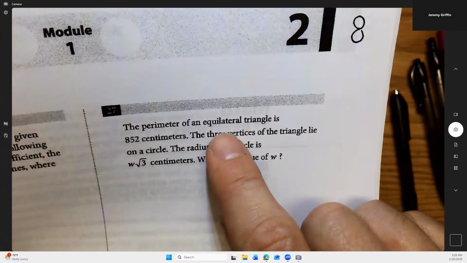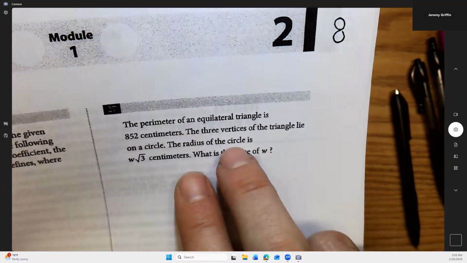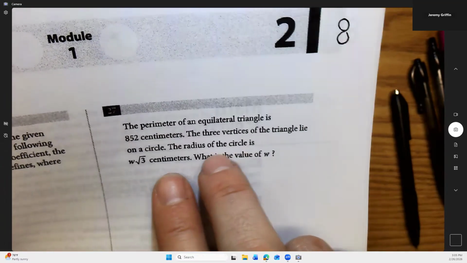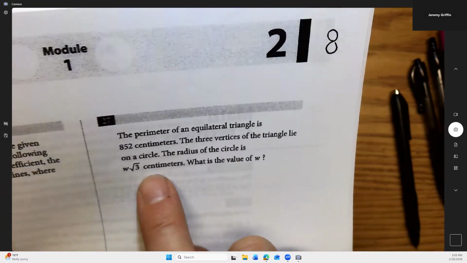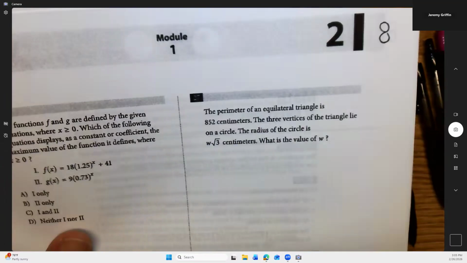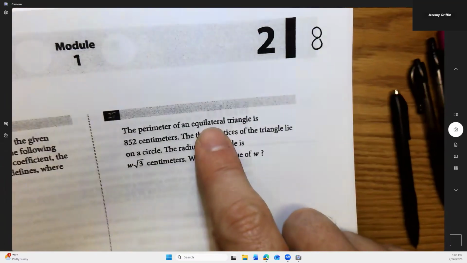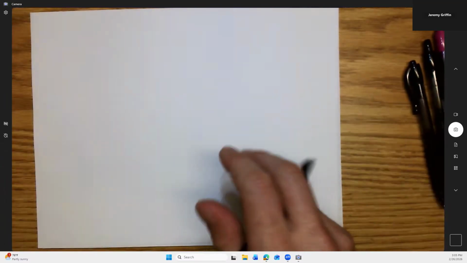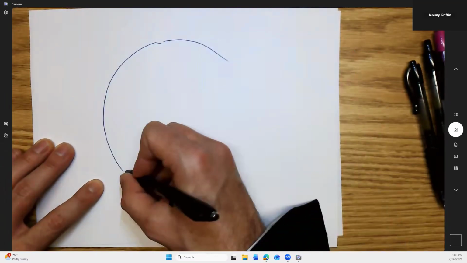The perimeter of an equilateral triangle is 852 centimeters. The 3 vertices of the triangle lie on a circle. The radius of the circle is w root 3 centimeters. What's the value of w? Okay, I would definitely draw this out. Because equilateral triangle means what kind of triangle? All sides are equal, and all the angles are how many degrees? The same, which would be 60 degrees, right?